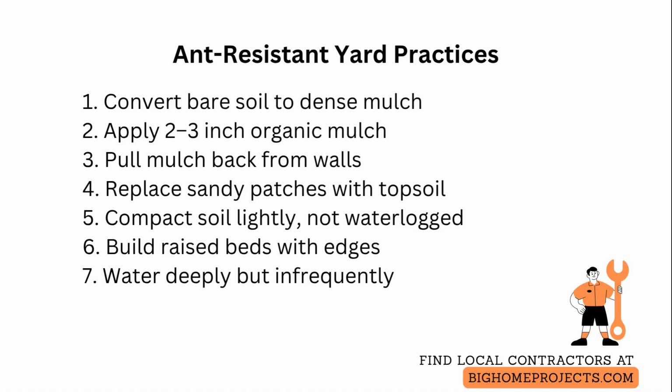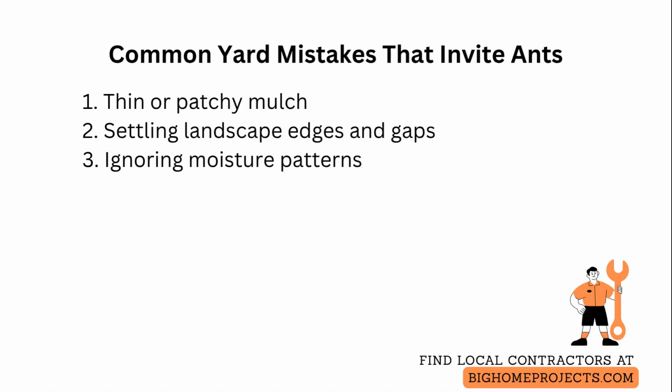If you spot early ant trails, trace them to any exposed soil zones and remediate those spots first with mulch and soil stabilization rather than immediately applying chemical treatments. Common mistakes include leaving thin or patchy mulch that breaks down into bare spots, which you can fix by replenishing organic mulch and selecting longer-lasting options like shredded bark.